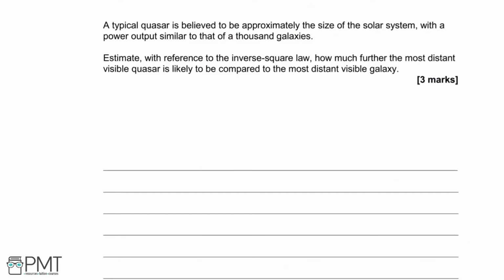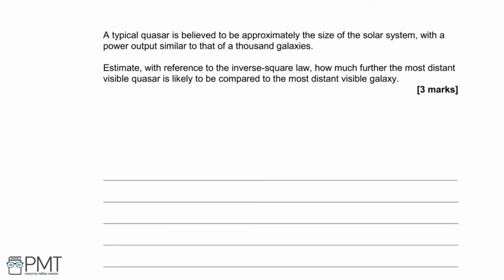A typical quasar is believed to be approximately the size of the solar system, with a power output similar to that of 1,000 galaxies. Estimate, with reference to the inverse square law, how much further the most distant visible quasar is likely to be compared to the most distant visible galaxy. Key point here is that the power output is similar to that of 1,000 galaxies. So that's a multiplication factor that we're going to need to use.